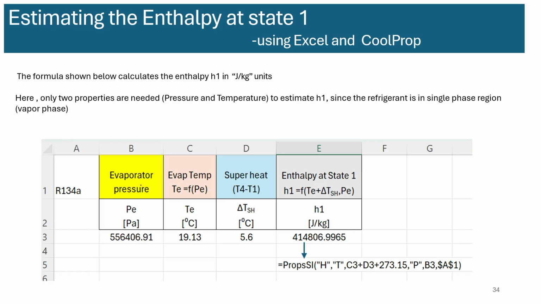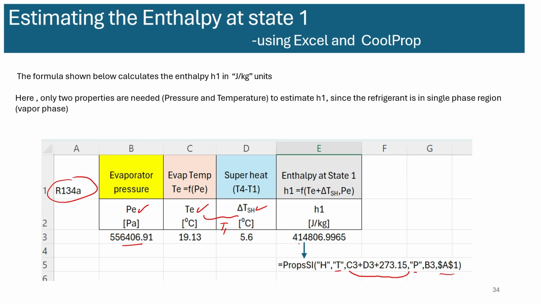So let's take this case where we have the evap pressure, evap temperature, and delta TSH, right? So use these two, the TE and delta TSH, to calculate the estimated T1, right? Which will be this C3 plus D3 plus 273.15, which converts that to Kelvin. So that's the value for T, and the value for P is the evap pressure in pascals. And then you put in the name of the refrigerant, which is A star 1.